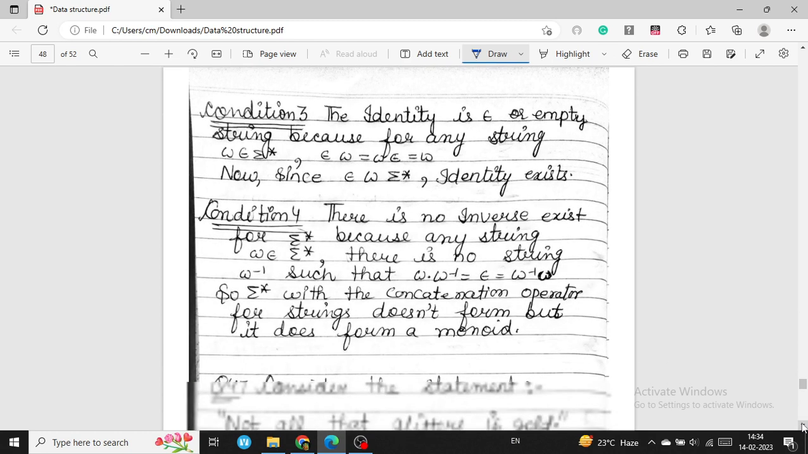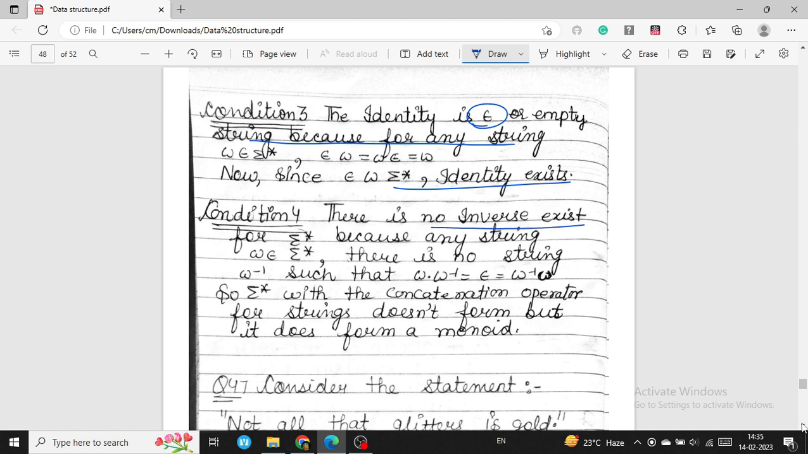And the third condition, identity, that is represented by e or the empty string, because for any string belonging to Kleene star, the empty string times the string is equal to the string times the empty string, which is equal to the string, the identity. So the identity exists.